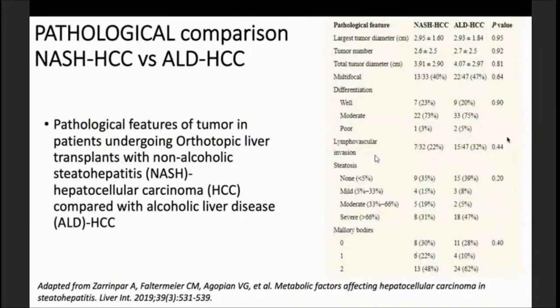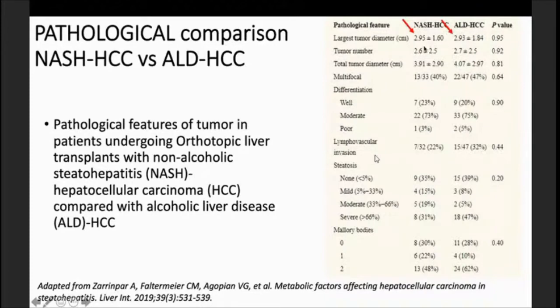So next one, we have spoken about NASH moving into HCC, the final stage of primary liver cancer, hepatocellular carcinoma. How is it similar to the alcoholic liver disease driven hepatocellular carcinoma? Pathological features of tumor in patients undergoing orthotopic liver transplants with NASH HCC are compared against the ALD HCC though. This particular work was done by Zarimpa's group, and we could see all the primary factors happening over here. To begin with, we have the first chart with the NASH HCC, the non-alcoholic steatohepatitis hepatocellular carcinoma, and the alcoholic liver disease hepatocellular carcinoma.